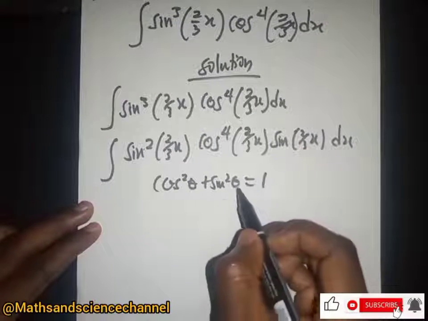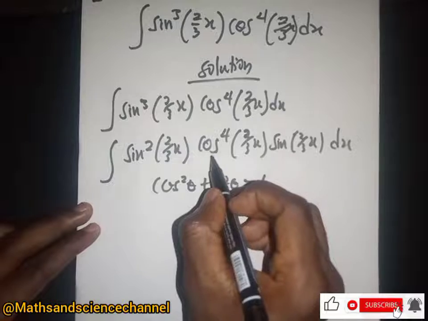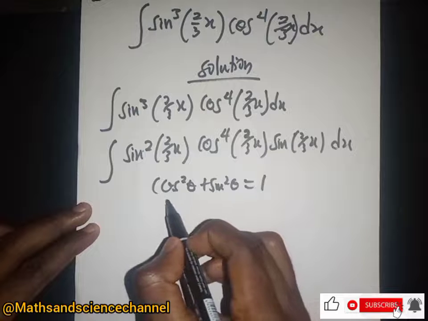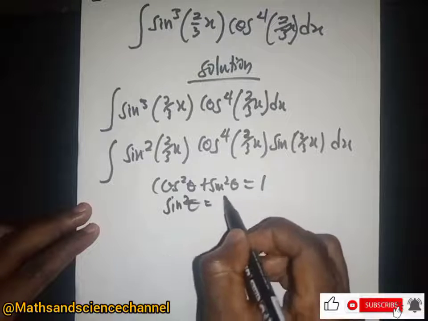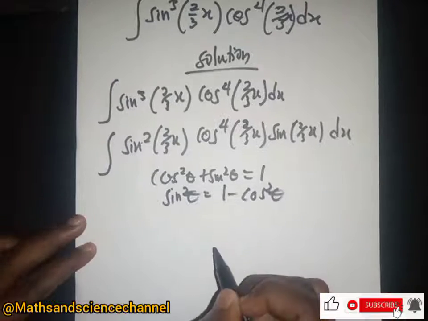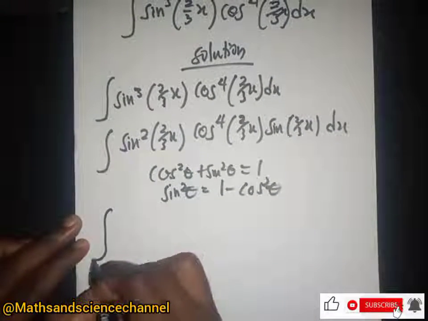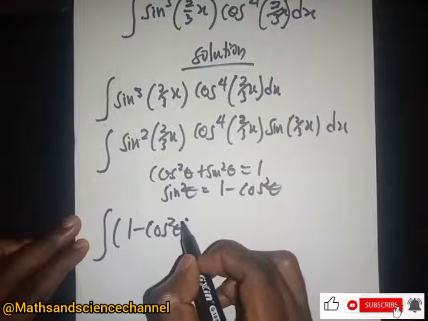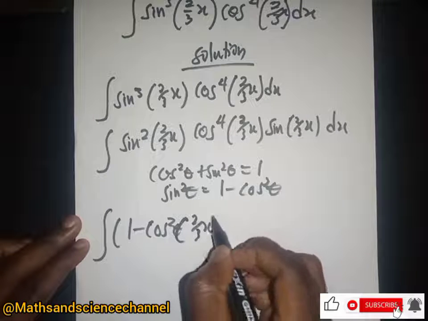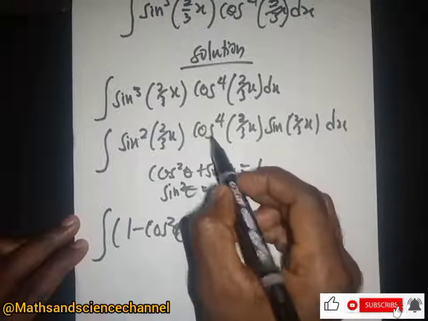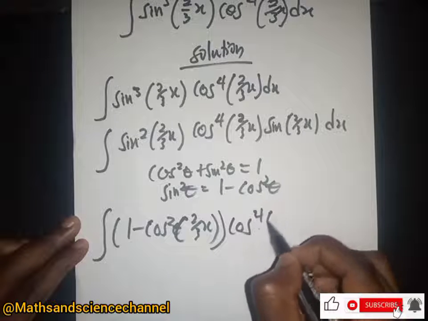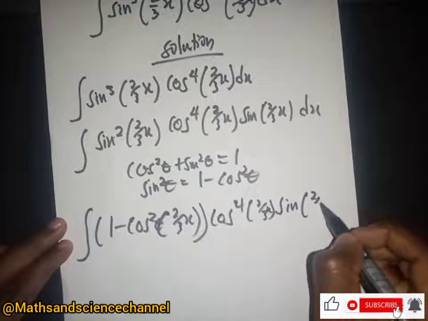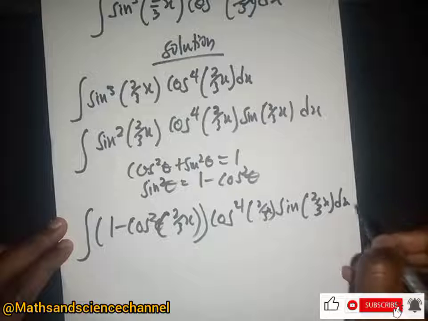Now you realize that from the trig identity, cos squared theta plus sine squared theta is equal to 1. Therefore, if we want to leave these trig functions in terms of cos, we have that sine squared theta is just 1 minus cos squared theta. So we substitute that, and we have 1 minus cos squared theta, where theta is just 2/3 x, then cos to the power 4 of 2/3 x, then sine of 2/3 x, then dx.